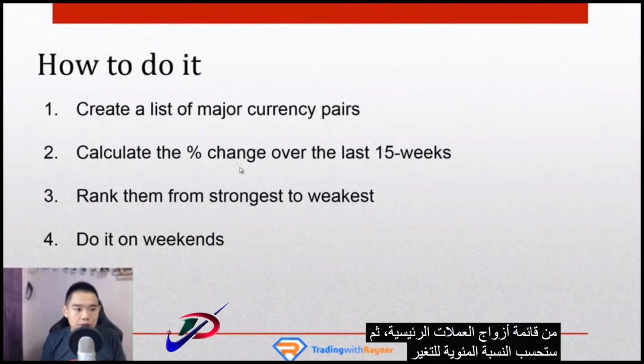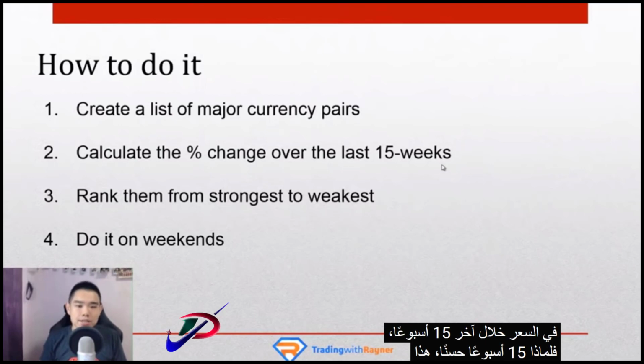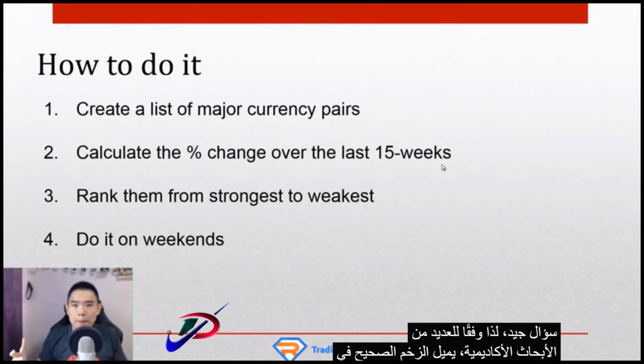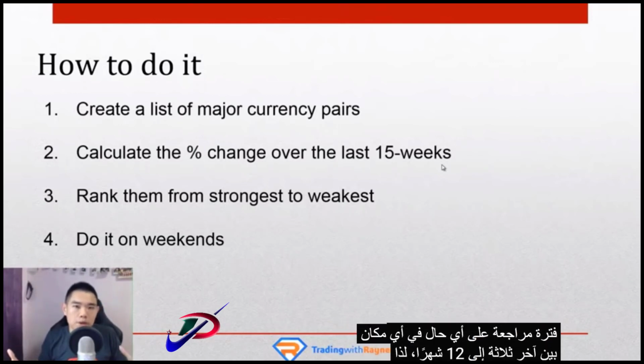Then you want to calculate the percentage change in price over the last 15 weeks. So why 15 weeks? That's a good question. According to numerous academic research, momentum in the market tends to persist, based on a look-back period anywhere between the last 3 to 12 months.